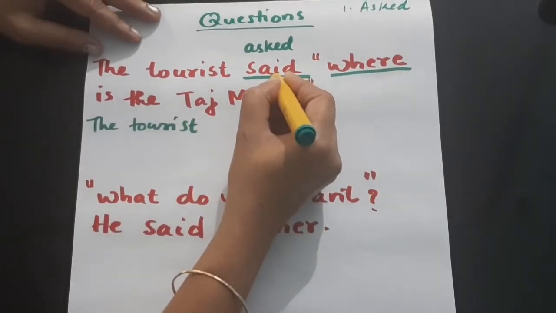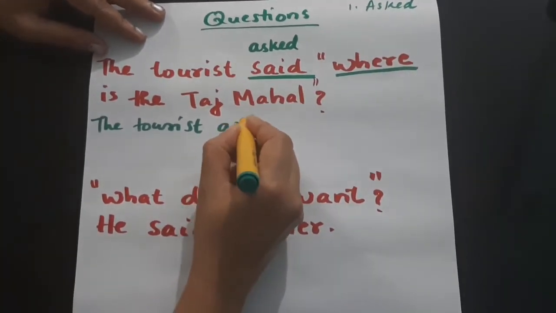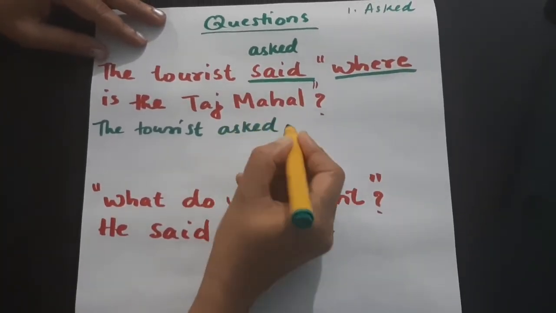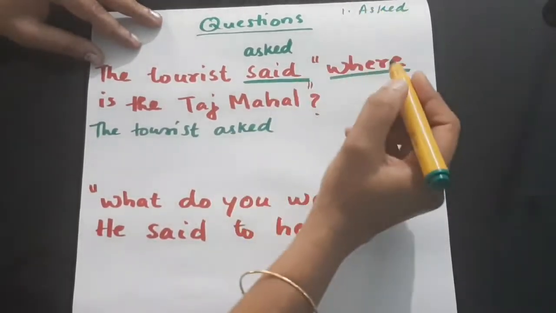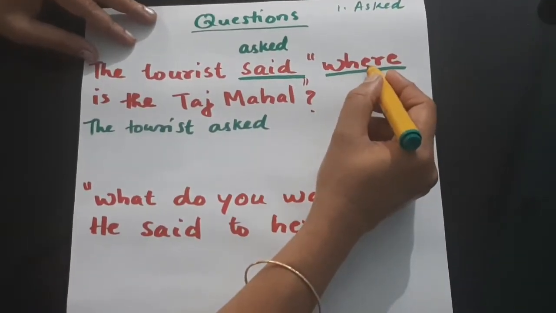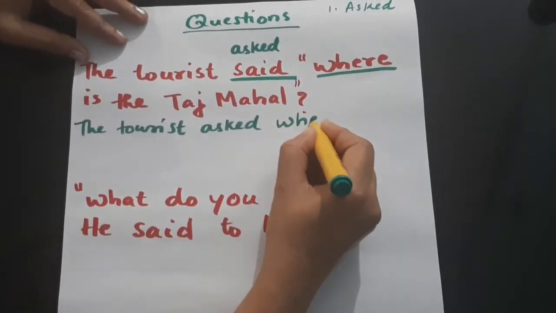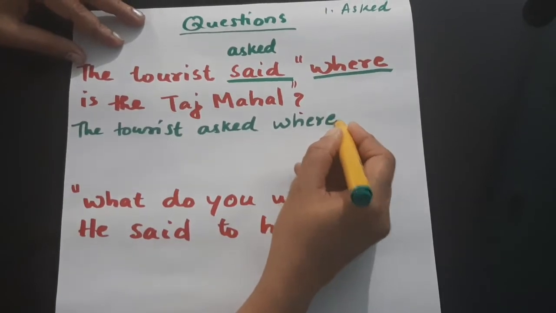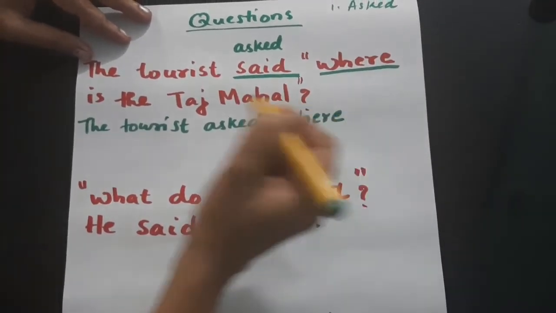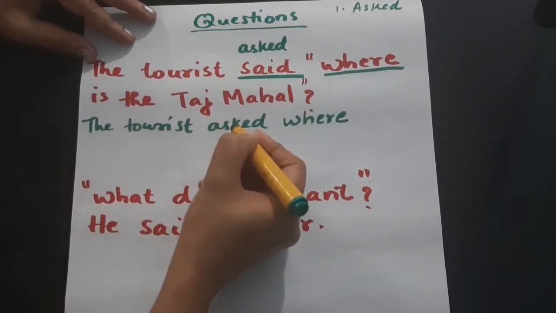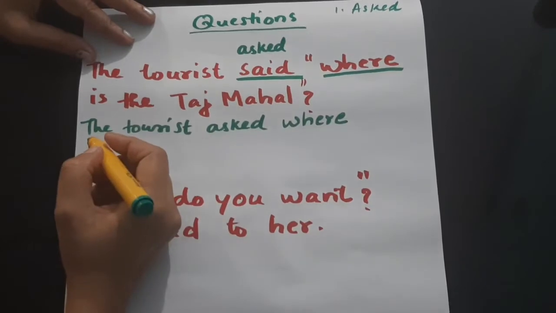Okay, the reporting verb we use is asked. You know that. The tourist asked. And the question word is here already. Where? You can use the same question word here. So that the tourist asked where. Next.